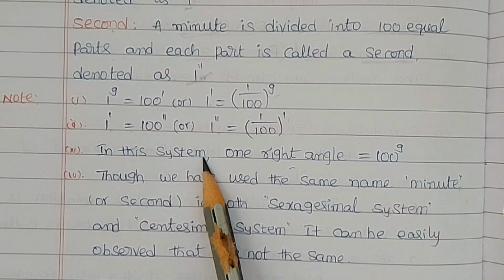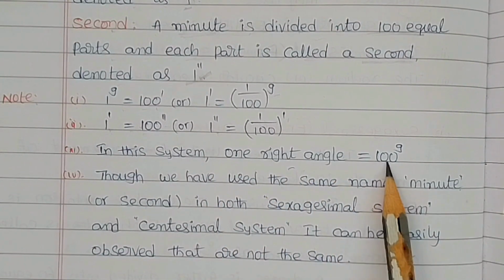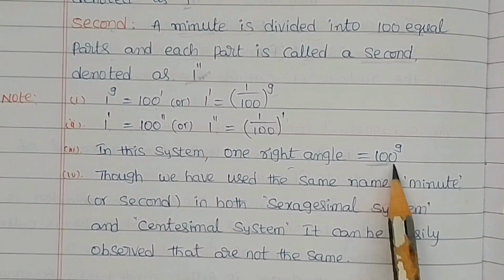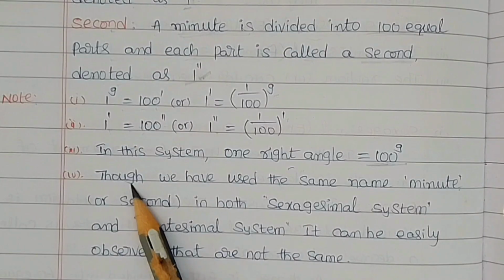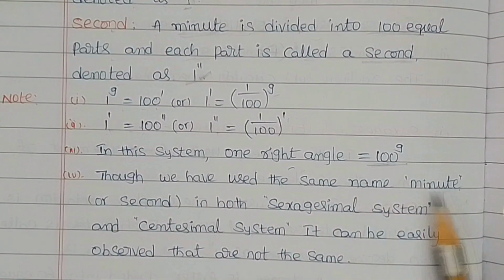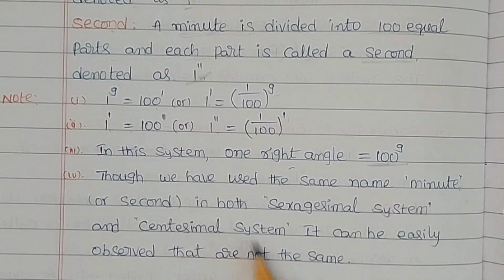In this system, one right angle equals 100 grades. Though we have used the same names, minutes and seconds, in both the sexagesimal system and the decimal system, it can be easily observed that they are not the same.